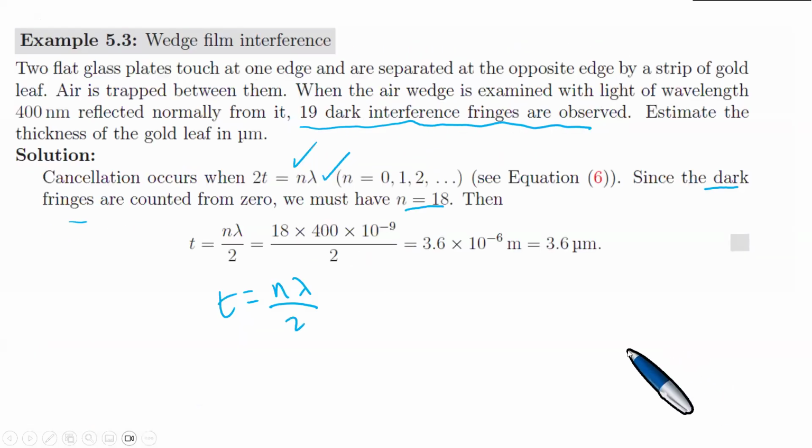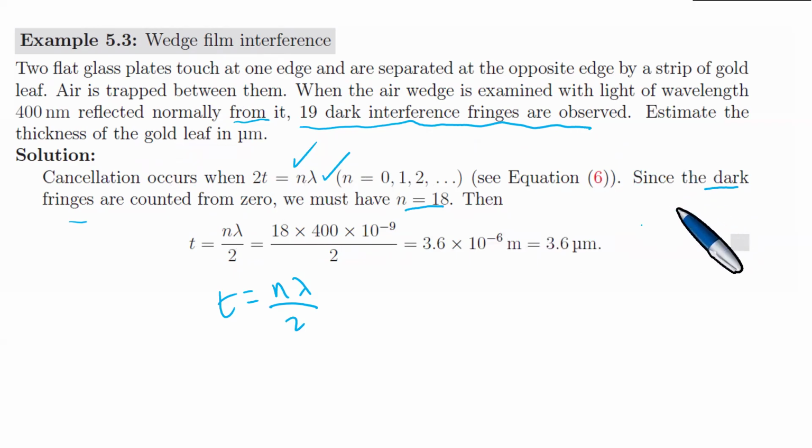Good, right. Yeah, because we are actually looking at the fact that, first and foremost, when the air wedge is examined with light of wavelength 400 nanometers reflected normally from it, there are 19 dark interference fringes observed. So you need to estimate the thickness of the gold leaf in micrometers. Now we first note that in film interference, whenever cancellation occurs, we say 2t equals n lambda, for n equals those values.